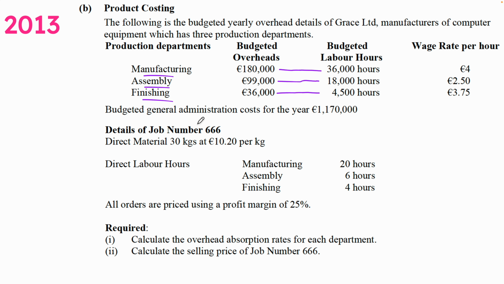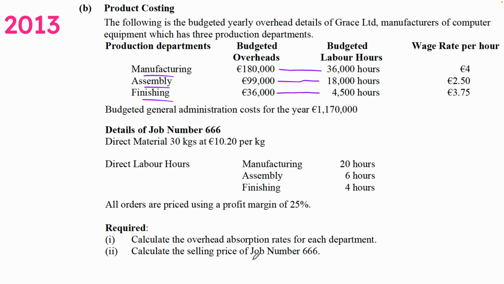Then it says budgeted general administration costs for the year, 1,170,000. Then it says details of job number 666, direct materials 30 kgs at €10.20 per kg, direct labour hours, manufacturing 20 hours, assembly 6 hours, finishing 4 hours. All orders are priced using a profit margin of 25%.